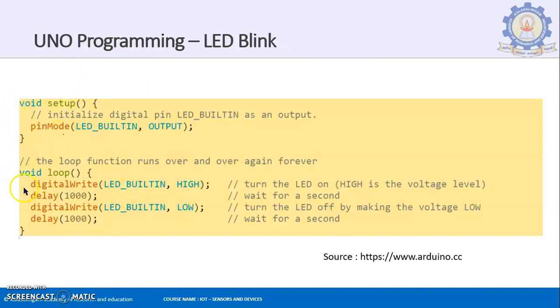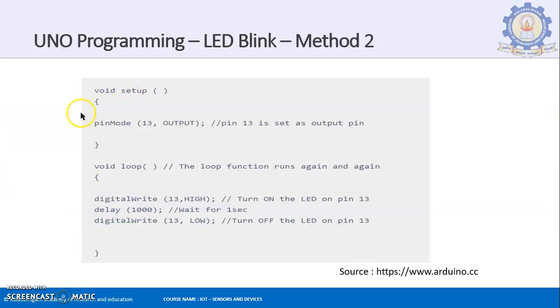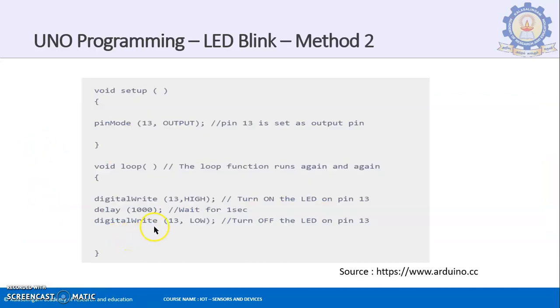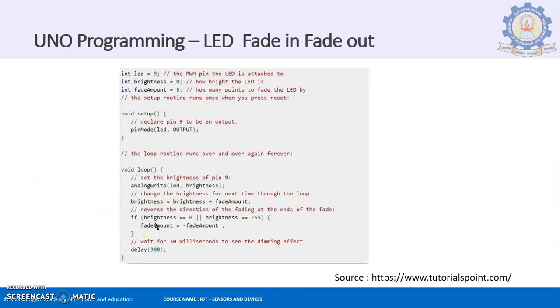Void setup, pinMode, void loop, digitalWrite. All conditions are the same over here. So delay, you can specify whatever delay you want. If you are giving an external LED, replace it by the pin number. If you are using the built-in LED of the Arduino, replace pin number 13 by LED_BUILTIN. That is the only difference. So I hope you were able to understand both these programs. Okay, so this is the simple explanation for that.